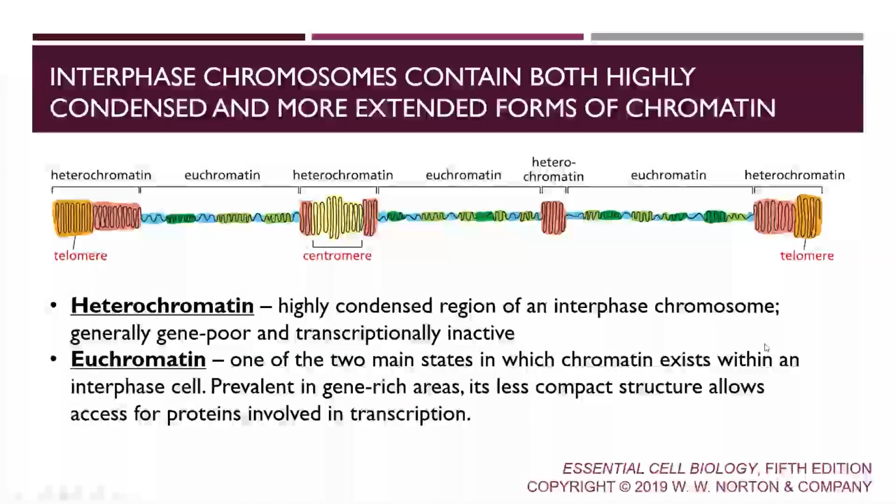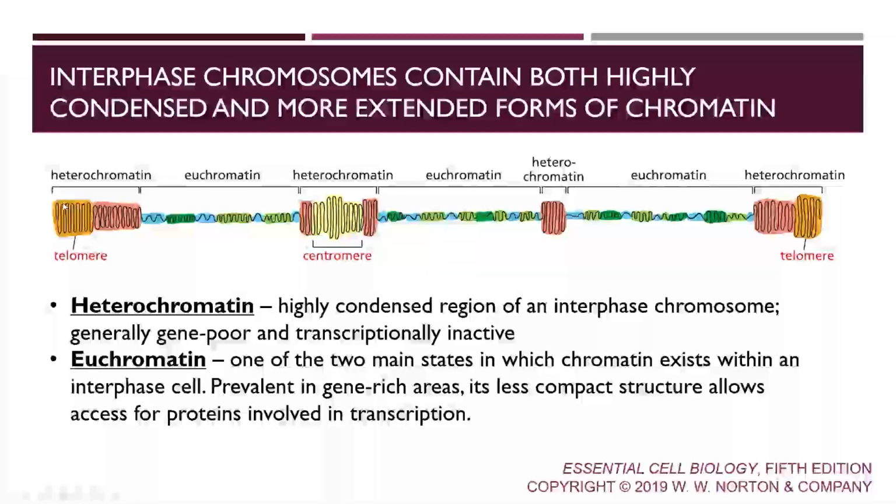Right, so that can happen on a small scale, gene by gene, moving particular nucleosomes. We also see it on a larger scale. So an interphase chromosome contains both highly condensed and more extended forms of chromatin. Okay, so if you envision, let's say this is chromosome 3, we can look at it from the beginning to the end. Each end, since it's linear, has a telomere on either end.